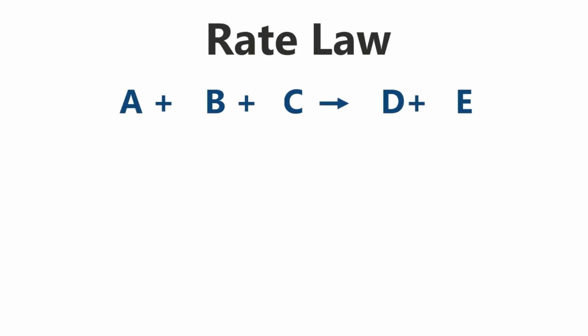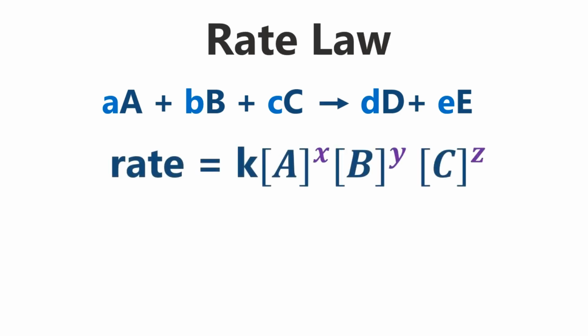Let's define some more terminologies before proceeding to the equations. In a chemical equation, the small a, b, c, d, and e are the coefficients of the reactants and products. The rate law is basically an equation that links the reaction rate to the concentrations of the reactants. x, y, and z are the exponents which represent the order respective of each molecule. Take note that the exponents are not equivalent to the coefficients.